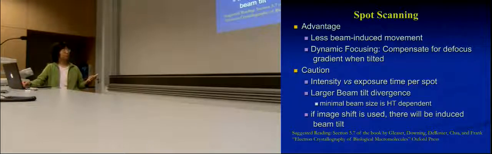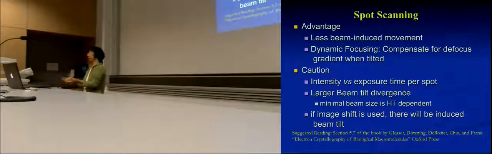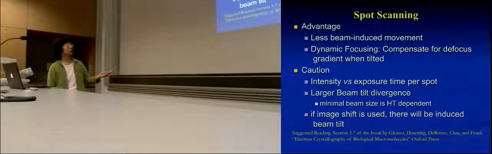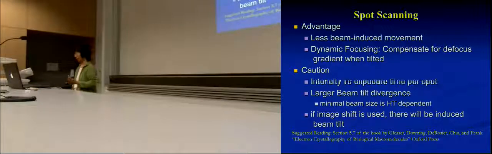And the second possible problem is that because you are condensing the beam more, as this is the way we normally use it, it will make the beam divergence or convergence bigger. So the wider your beam is, the more it looks like a parallel beam. Since you have to make it smaller to do spot scanning, you will get more of that divergence. And this value is high tension dependent. This book, the greatest book, has a very good section on it, so I'm not going to repeat what's in there.